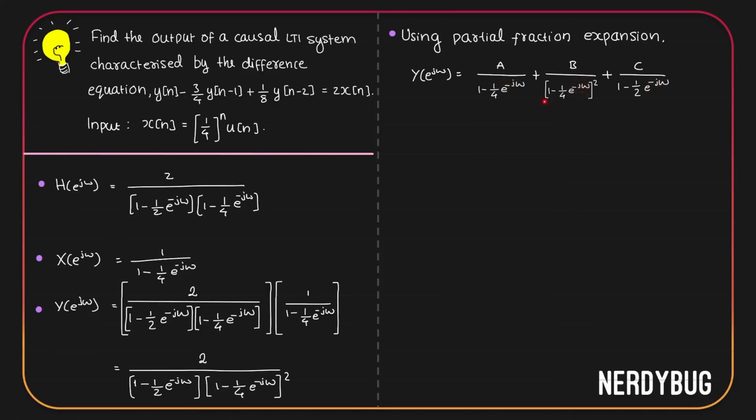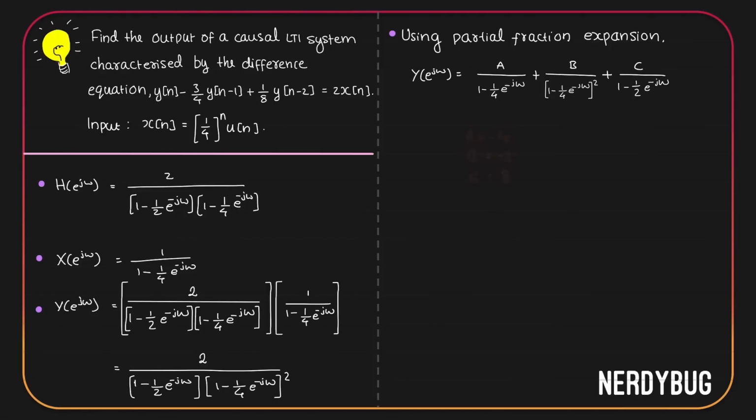The only difference is here we have a square term also. But you remember how we solved it in the Laplace transform. You can use the very similar method and find a, b and c. I did it for the last two problems, so I would suggest you try to do it. If you do that, you will get a is equal to minus 4, b is equal to minus 2 and c is equal to 8.